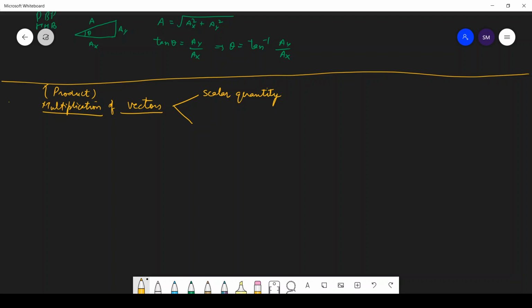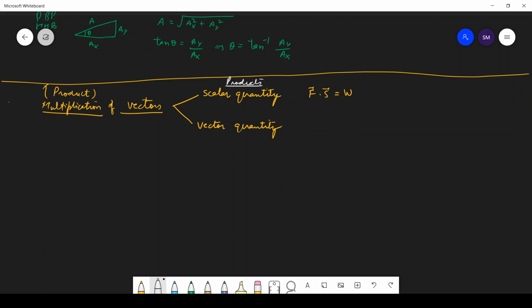Like we have studied F dot s: if you are multiplying F and s and you get a scalar quantity, that is your work. Work is a scalar quantity, no vector sign over there. But some of the time you get the product as a vector quantity also. So these are your products. If the product is a scalar quantity, we call it the dot product. And if the resultant is a vector quantity, that's what we are going to do in this chapter.